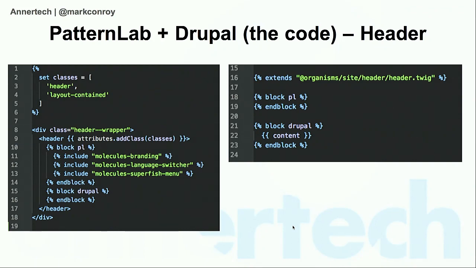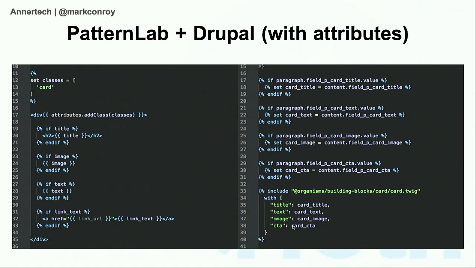Then we had some issues with attributes in terms of accessibility and things like that, to get all the ARIA attributes and to know if things are open or closed, and node IDs and classes. So to make sure that would work, I just added the attributes item into my Pattern Lab so that when I extend from Drupal to Pattern Lab and it reads that HTML, attributes is already there.